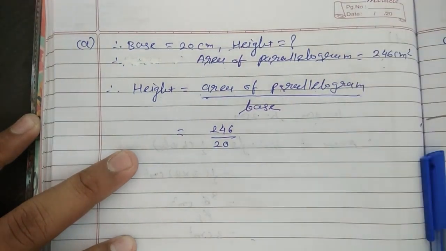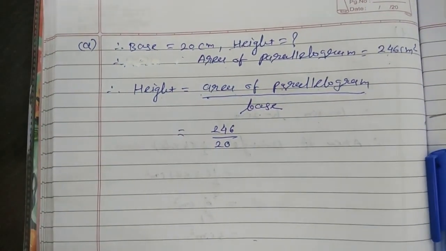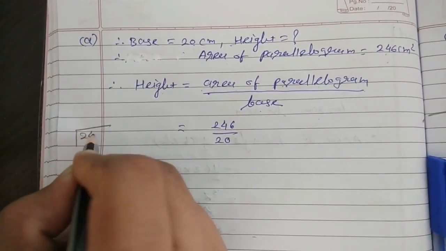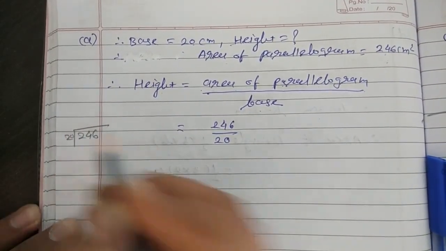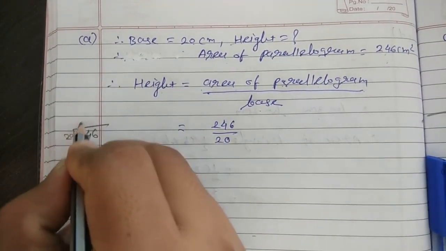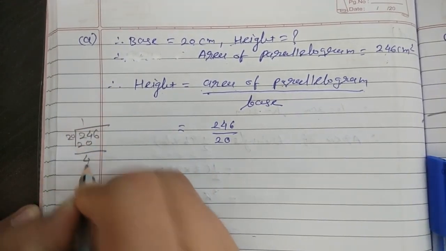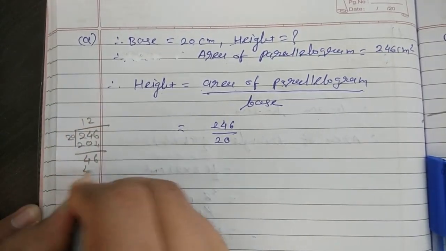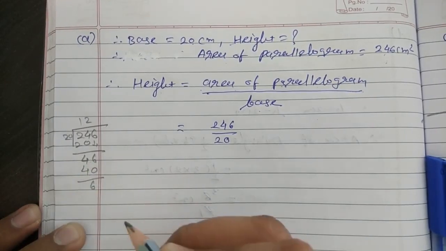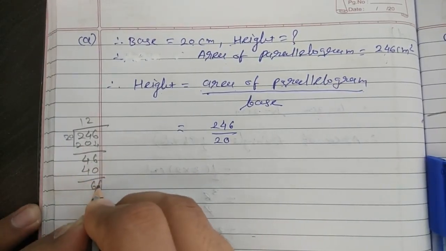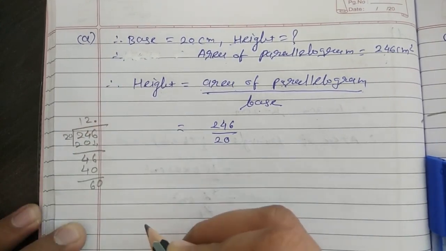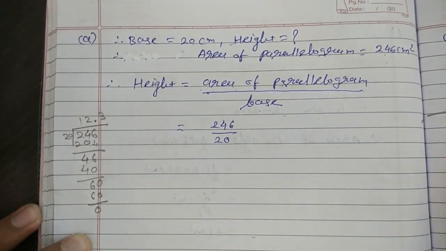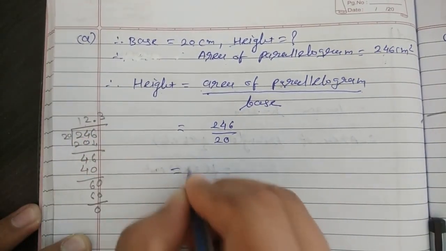So here we will do the division. 246 divided by 20. 20 ones are 20. 24 minus 20, it is 4. And 6 will come down. 20 twos are 40. 46 minus 40, 6. Now 6 cannot be divided by 20. So here we will add 0, and the decimal point will come. 20 3s are 60. Our remainder is 0. So our answer is 12.3.